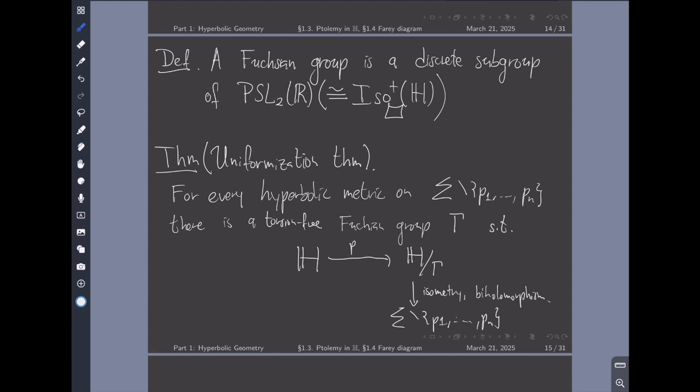Of course I'm not stopping to say what conditions one needs on the number of points, or like when sigma has genus 0 and so on. But these are conditions that Professor Tomasi has mentioned. So that's one theorem, and then the other theorem is that if you have two Fuchsian groups, gamma 1 and gamma 2, that's another theorem.